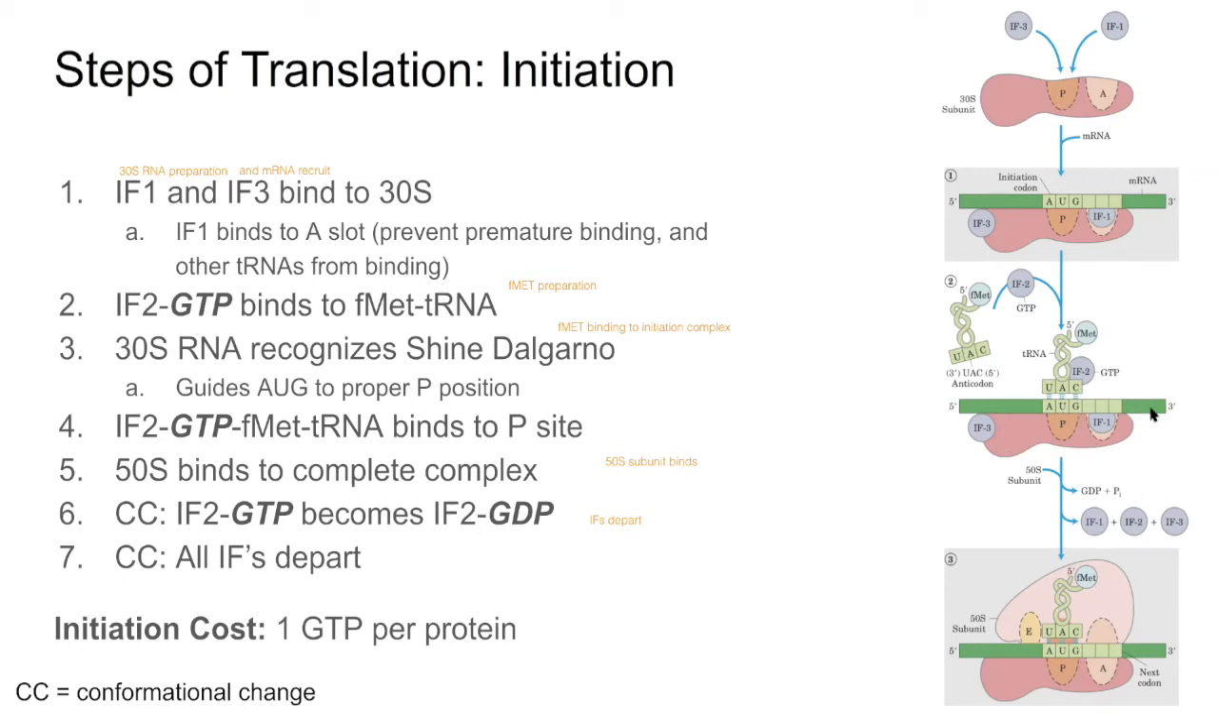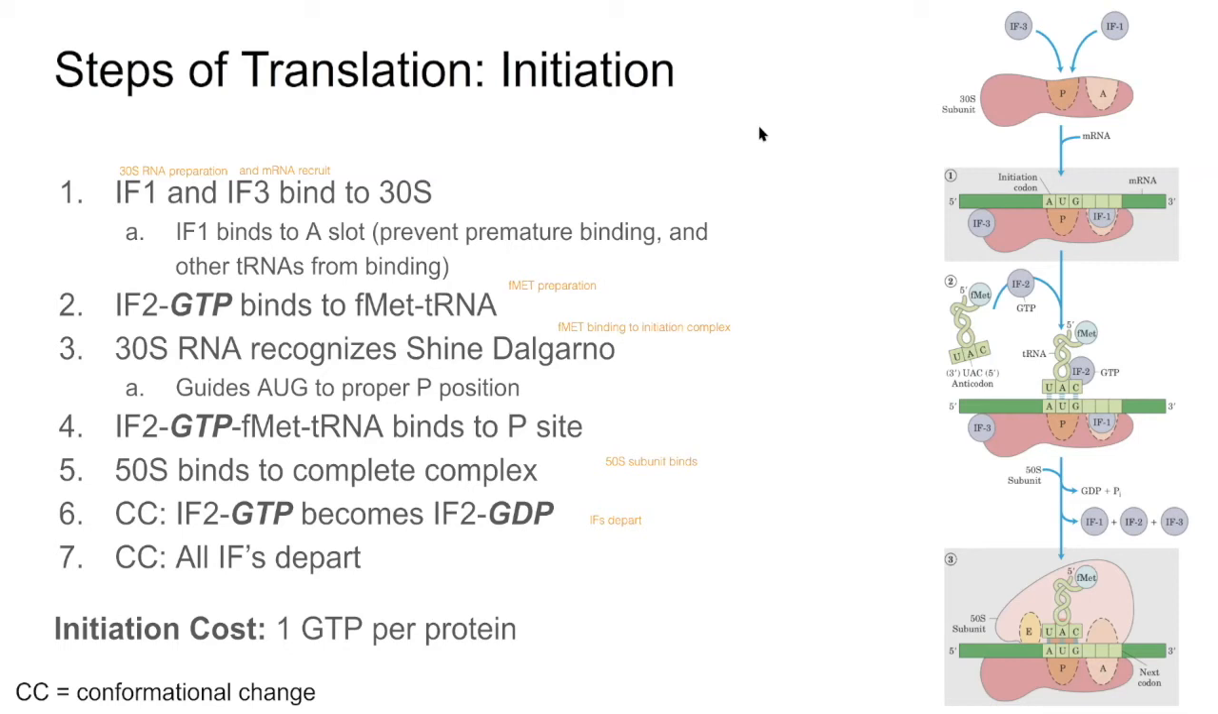One potential way to ask a question on this in the exam is, if I mutate IF2 such that it can no longer hydrolyze GTP, what would happen? In this case, the GTP won't hydrolyze, the IFs won't leave, and so this ribosome is stuck in an initiation complex.